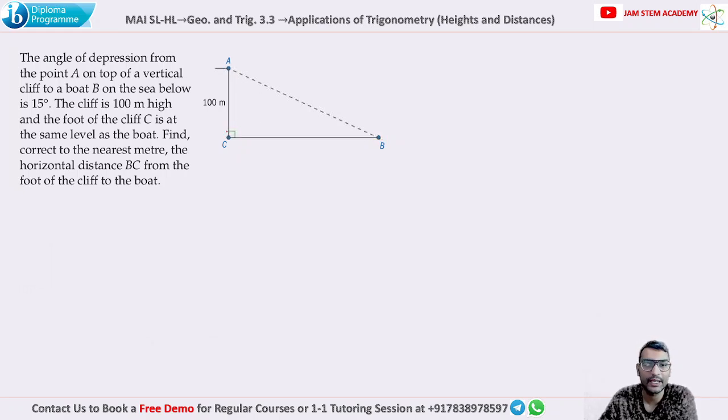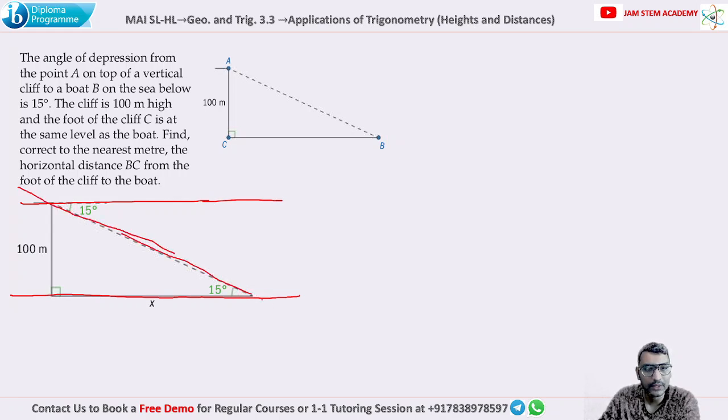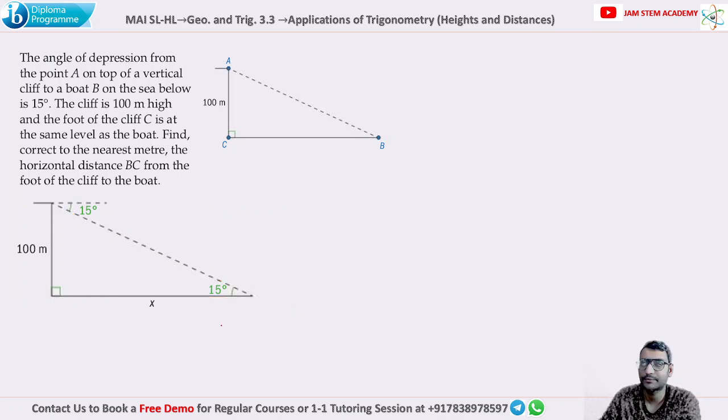What we have, let me draw the diagram. We have this angle as 15 degrees, which is the angle of depression. And similarly, we can say this angle is also coming out as 15 degrees. Why is that so? See, this is parallel to the horizontal line, and this is a transversal line here. So these are interior angles, and these two angles are equal because this line, let's call them L1 and L2, are parallel lines. So for an observer who is standing at, let's say, B, this will be the angle of elevation.